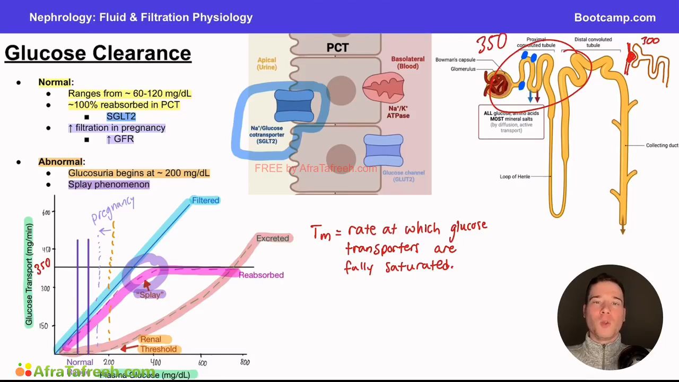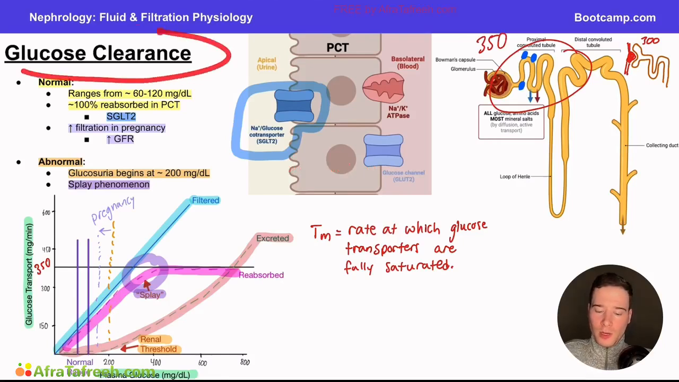So, a quick summary of this video: glucose clearance, building on our previous video of renal clearance. The normal range of serum glucose is between 60 and 120. Almost 100% of glucose is reabsorbed in the PCT. Why? Because it's our primary energy source. There are a couple of states, such as pregnancy, where seeing glucose in the urine is a little bit more reasonable and expected, and this is due to the increased GFR.